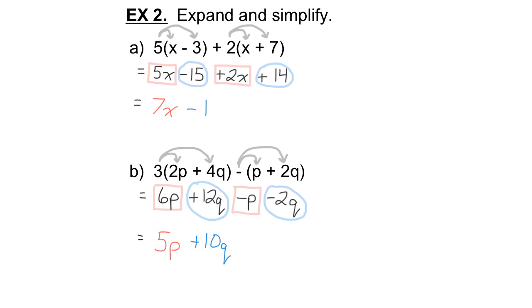For the second example, 3 times 2p is 6p, 3 times 4q is 12q, negative p, negative 2q. Like terms, 6p minus p is 5p, 12q minus 2q is 10q. So this is a good summary of the last two lessons.